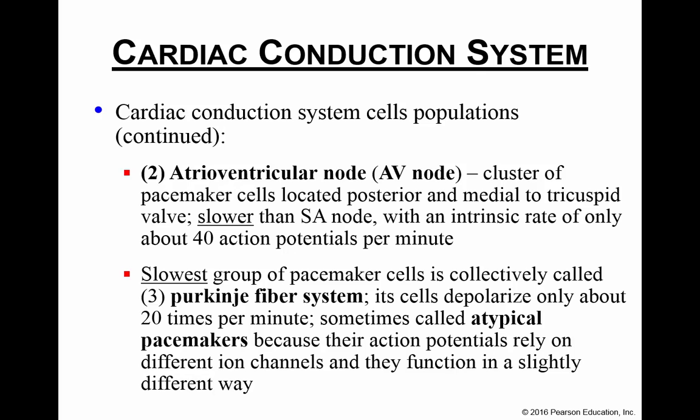And then the slowest group makes up the third population of pacemaker cells, and that would be the Purkinje fiber system. And these depolarize even slower at 20 times a minute. So it's going to slow down as it moves through these three populations.